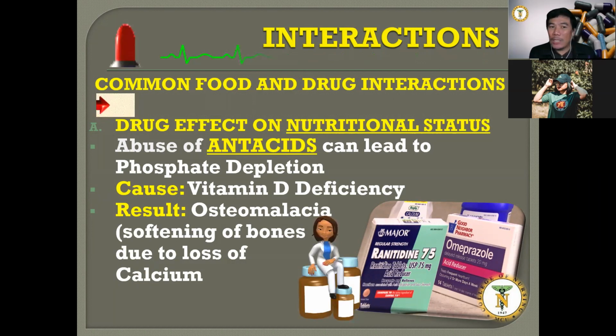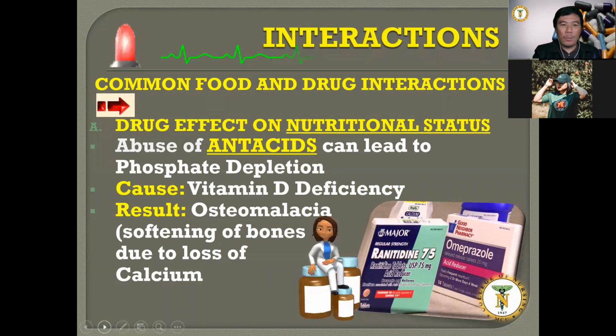Osteomalacia causes softening of bones due to loss of calcium. So most probably if the person has vitamin D deficiency and experiences osteomalacia, there could be a problem with the fragility of the bone which may put the patient at risk of fractures. So be careful when it comes to taking antacids. Take or administer it as prescribed, because too much of it may lead to phosphate depletion, may cause vitamin D deficiency, and may result in osteomalacia.